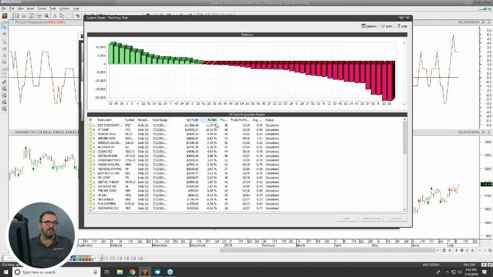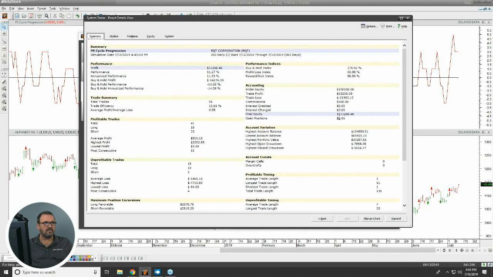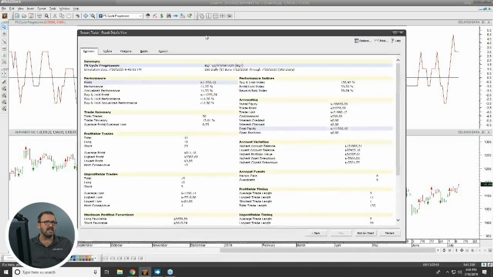How much was the profit? How many trades were there? What was the average? I think the most salient thing here would be how many trades you took. And it looks like all of these were pretty active. So let's just go ahead and look at the best equity. In this case, it's EQT. Let's view that. Okay, as we dig closer, I think I tested this for a year.